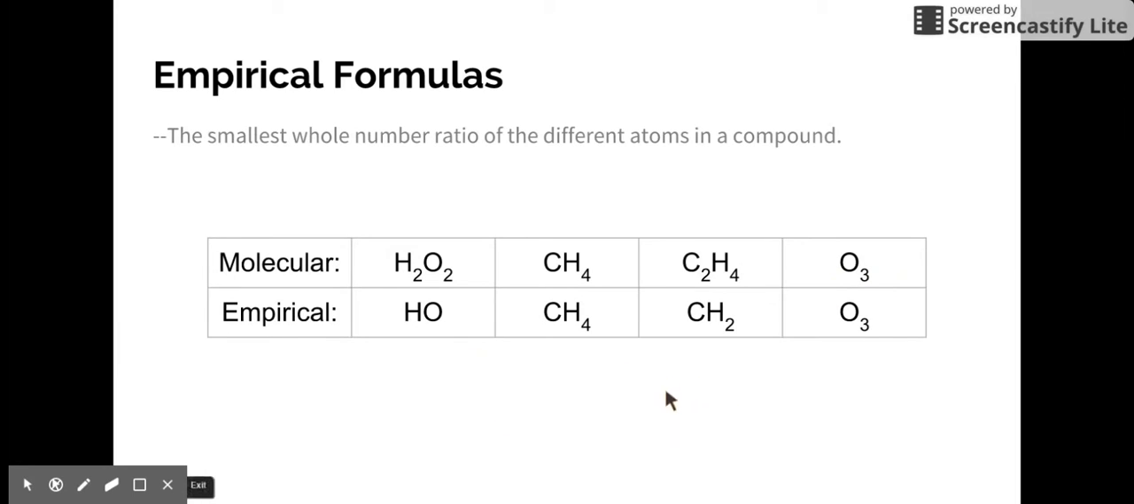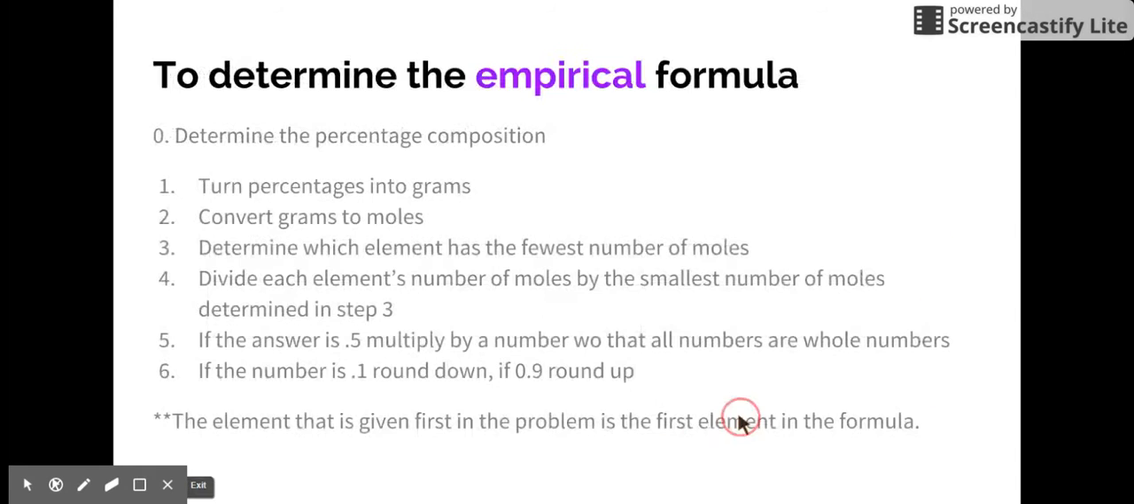Now, why do we care so much about empirical formulas? Well, the truth is, a lot of times experimentally, if we didn't know what a compound was or what the formula of something was, it's a lot easier to find the empirical formula of the compound than it is to find the molecular formula. I know that sounds weird, but if we had a substance in our hand, we might know the smallest ratios of the atoms, even if we didn't know what the molecular formula is.